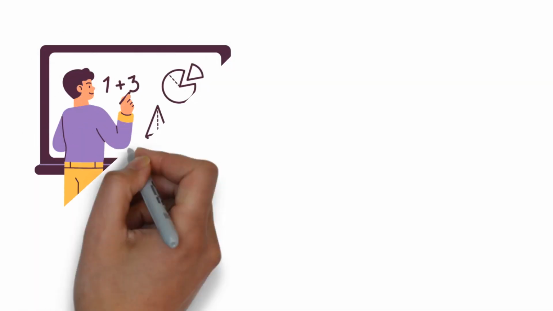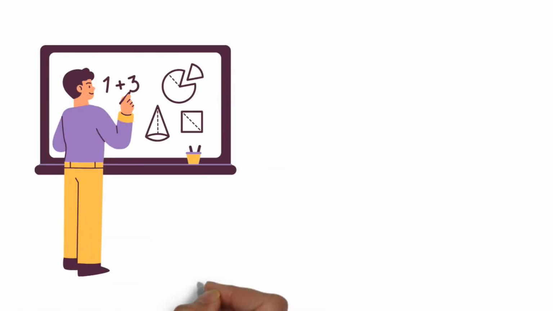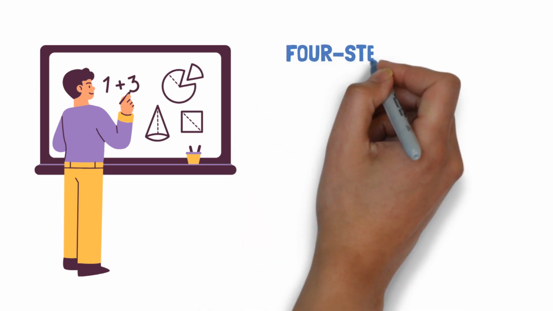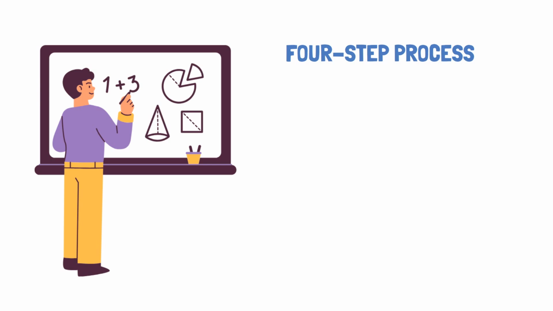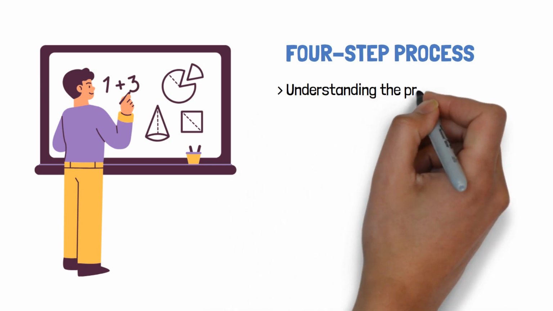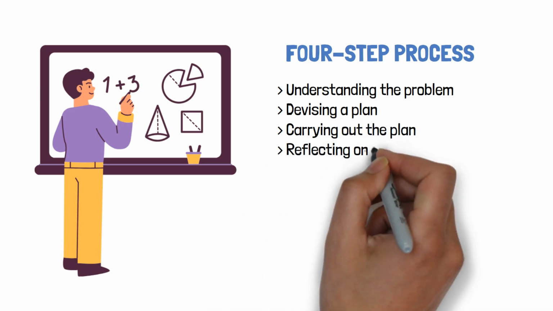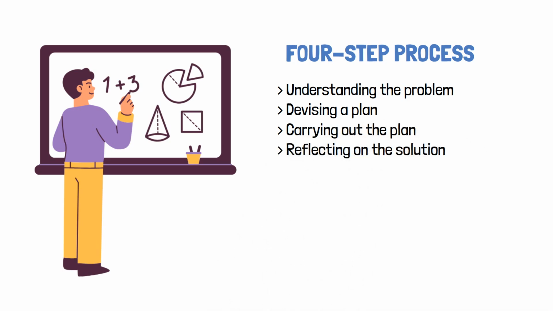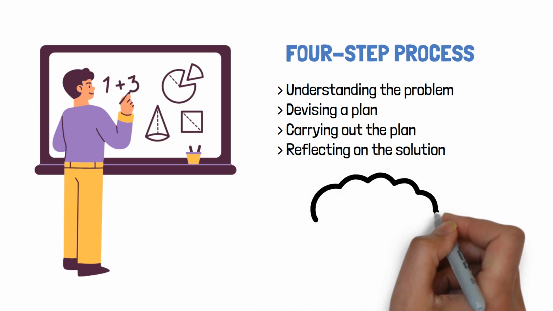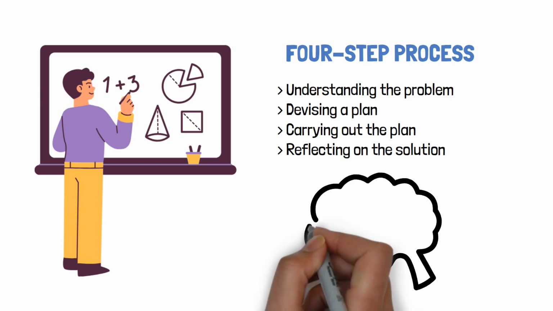Teaching for problem-solving often involves the instructor explaining a skill and providing practice and application opportunities. However, teaching through problem-solving requires a more nuanced approach, typically involving a 4-step process: understanding the problem, devising a plan, carrying out the plan, and reflecting on the solution. This method encourages students to engage deeply with problems, promoting critical thinking and persistence.